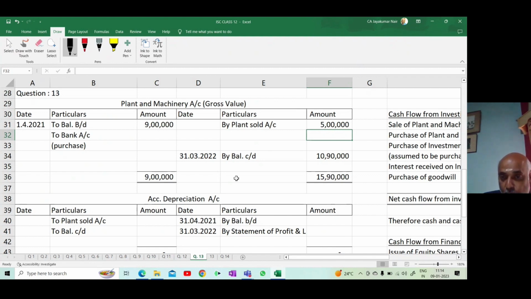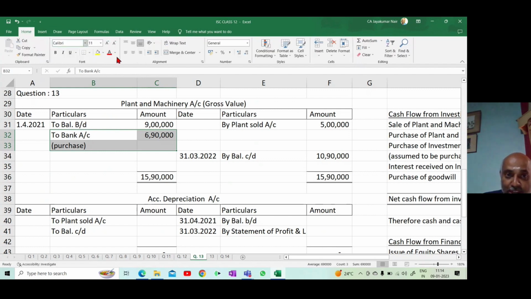Okay. So what is the balancing figure? The balancing figure is the purchase of fixed asset. What is the value of purchase of fixed asset? 15 lakh 90 minus the opening balance. So 6 lakh 90,000 is the value of plant and machinery purchase. Remember, whenever there is a bank, it will come in your cash flow statement. So this amount 6 lakh 90,000 will come under investing activity. So purchase of plant and machinery during the year will be 6 lakh 90,000.